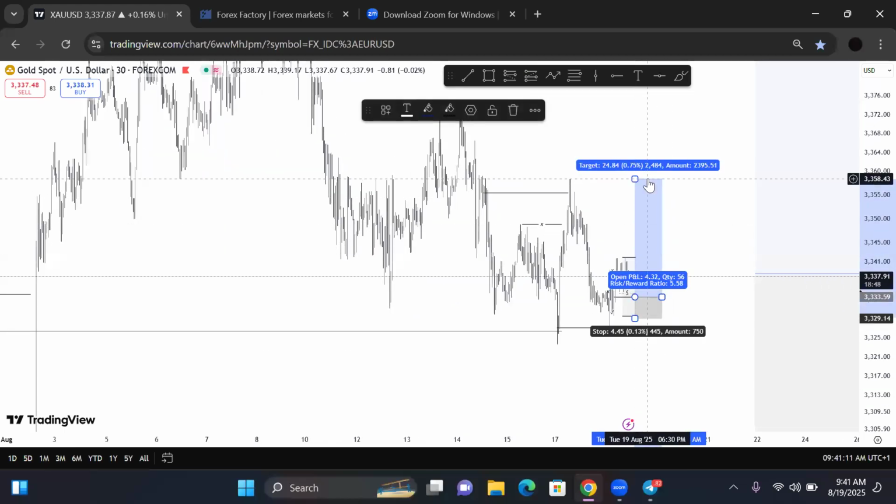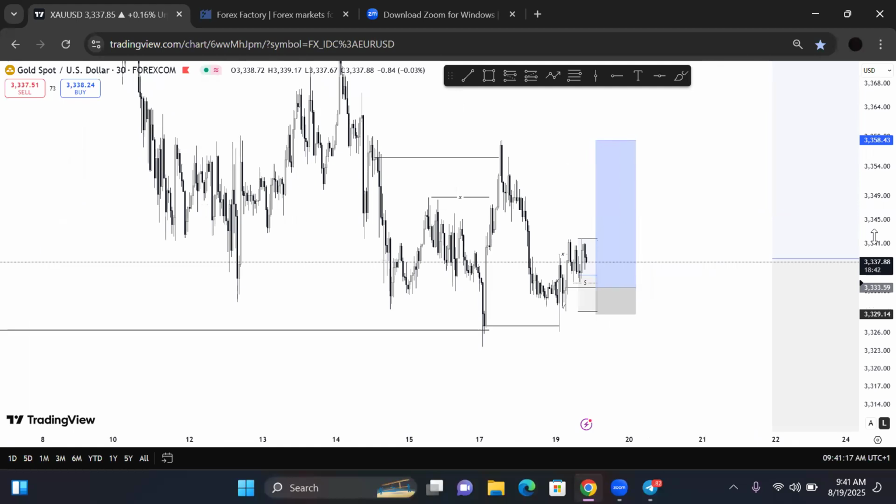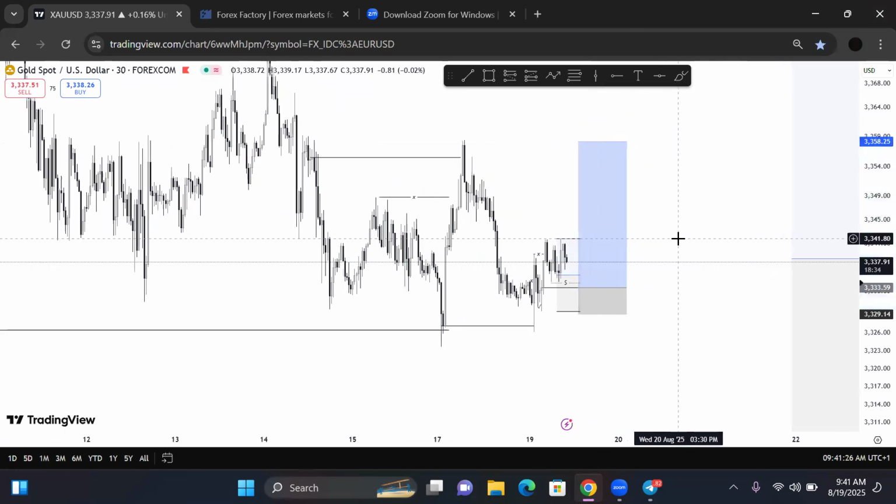You could target here as your final TP, but I just like doing a 1 to 3. If I want to risk one, I want to get three. That consistency is nice. But these are overall targets, and this is a 5.5 hour.